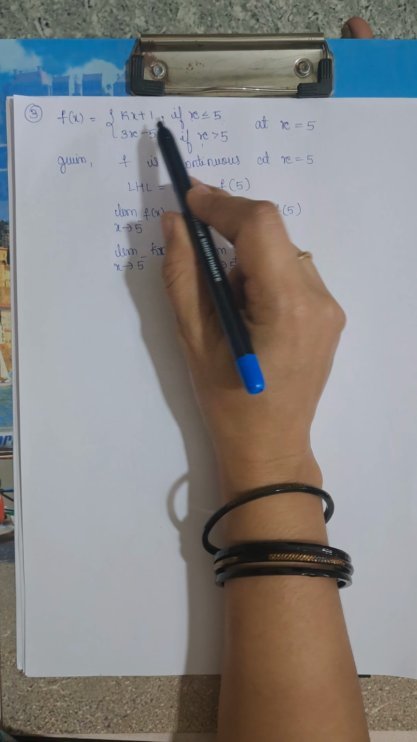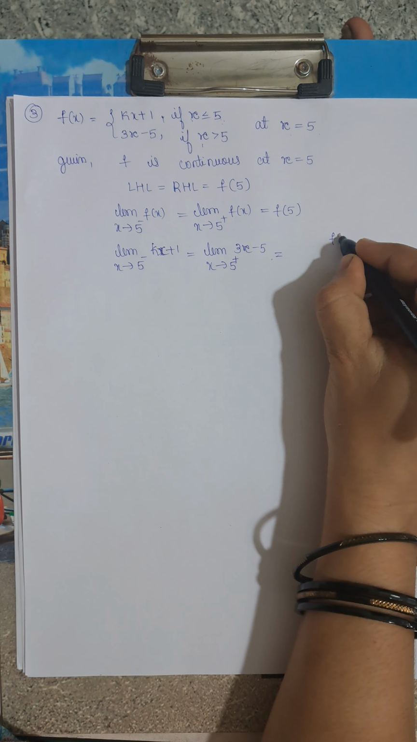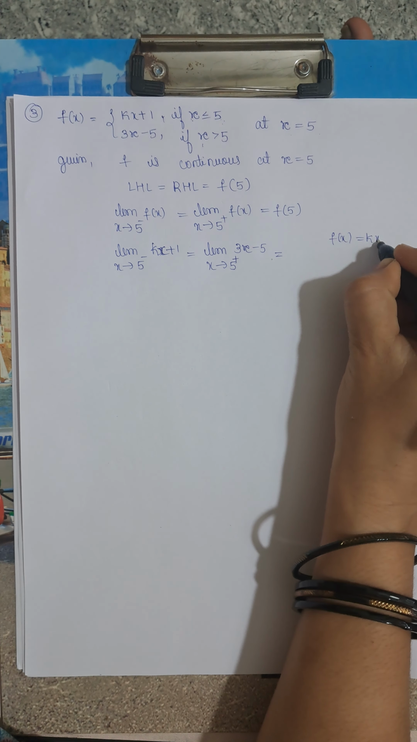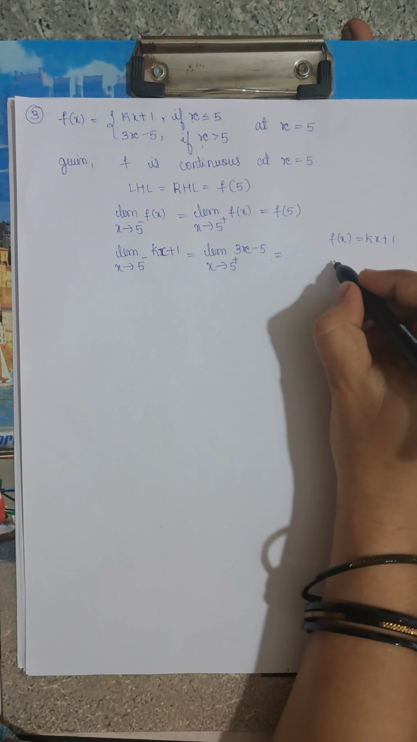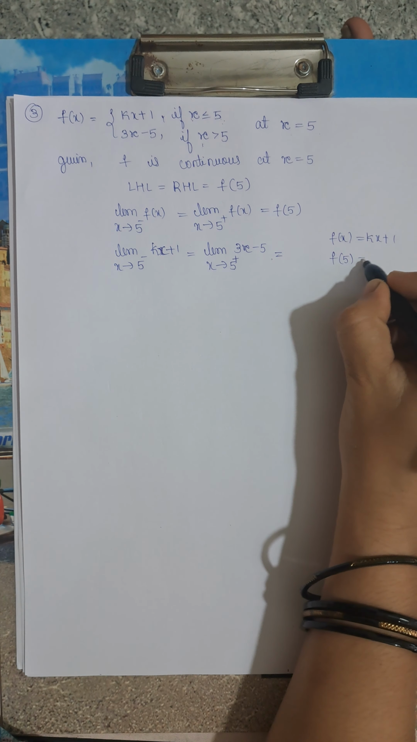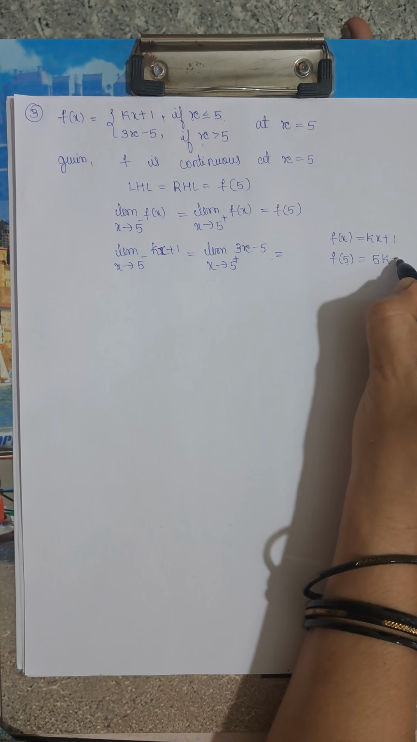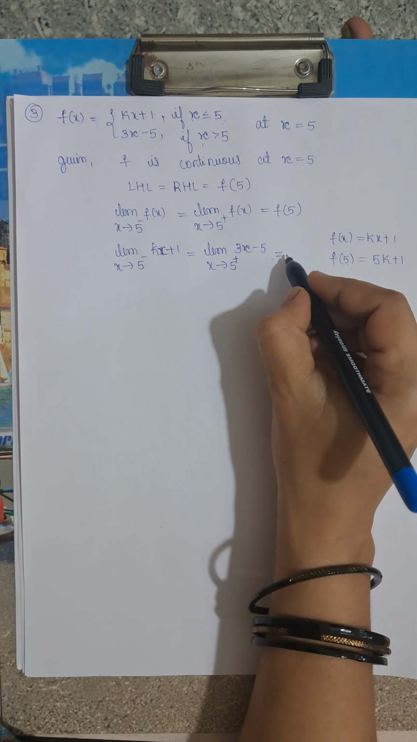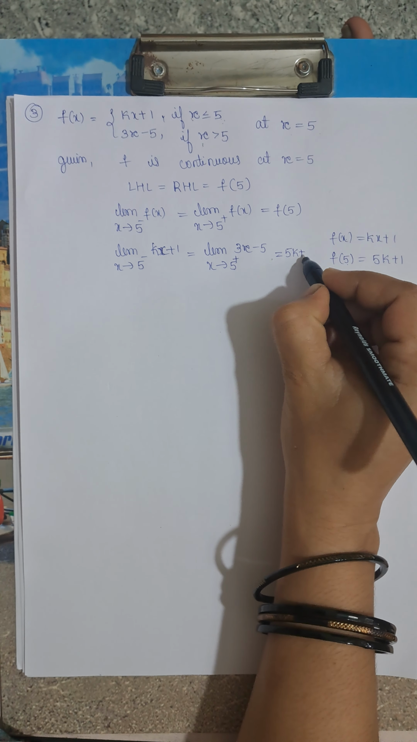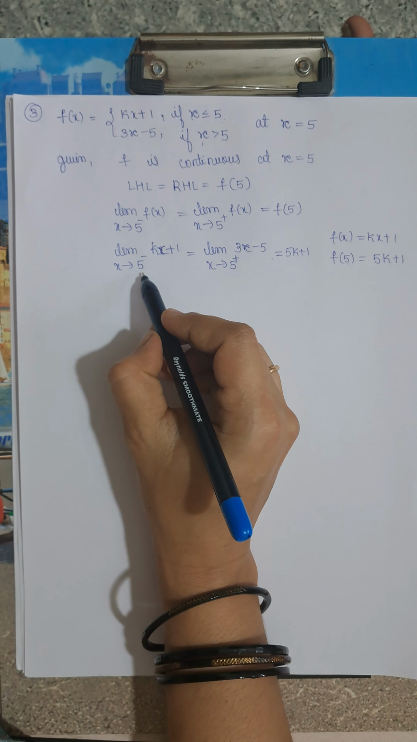So at x is equal to 5 the function is kx plus 1. So f of x is kx plus 1. We have to find f of 5. So f of 5 means wherever x is there I have to substitute 5. So I'll be getting 5k plus 1. So I'll substitute 5k plus 1 here. Now let us find the limit.